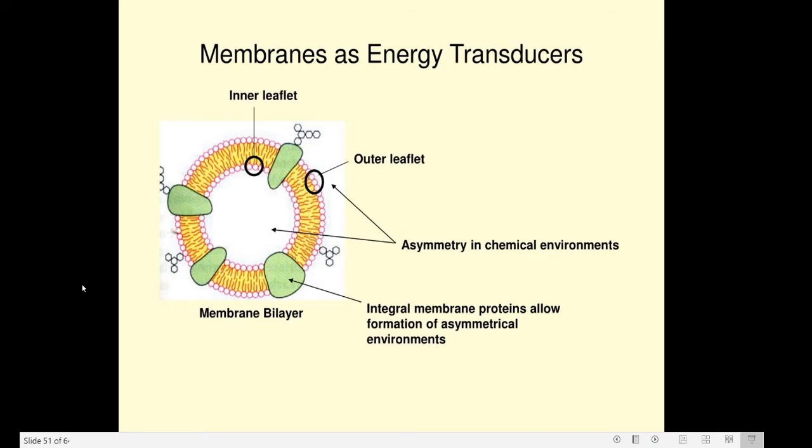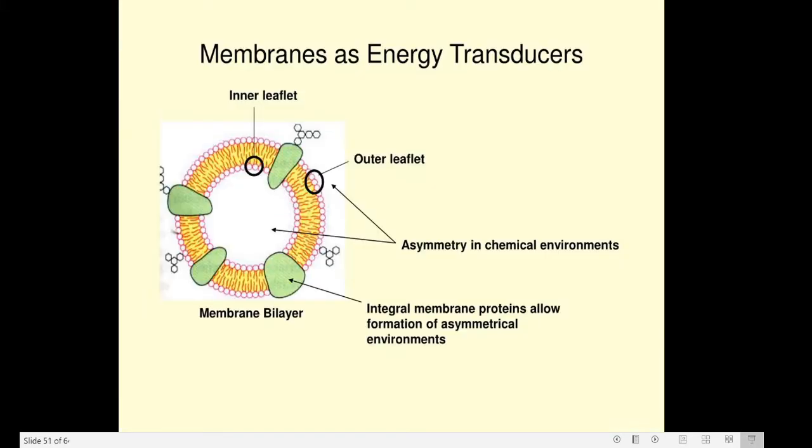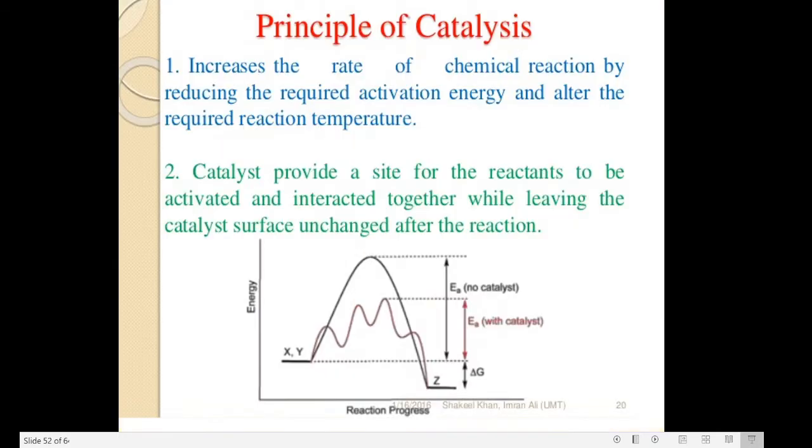Previous classes itself we discussed, right? The cell membrane has n number of proteins, GPCR proteins, membrane transducer proteins, all these things are there in the membrane. Next, these proteins help to transfer ions from external to internal and internal to external. Another one is catalysis.